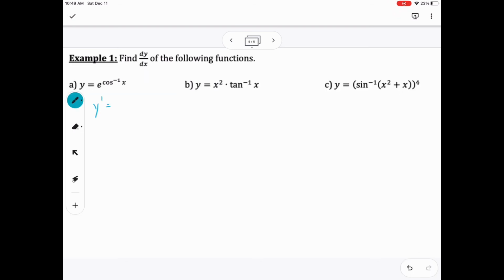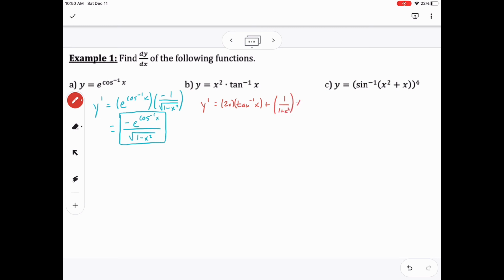Here I'm going to take the derivatives using these. This is not involving implicit differentiation right off, because y is by itself already on the side, so we're really just looking at the derivative with respect to x. I have e to the inverse cosine of x for the first one. So I take the outside and then the derivative of the inside, and that gets me the following answer.